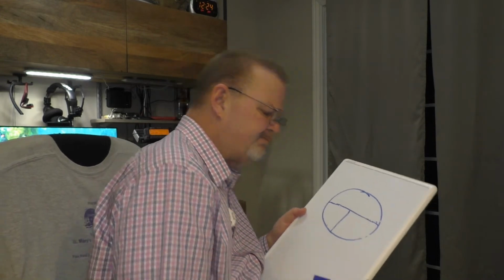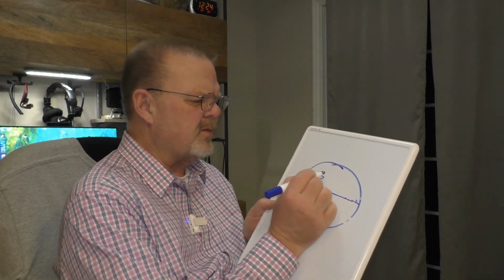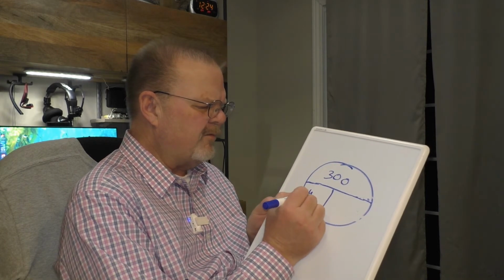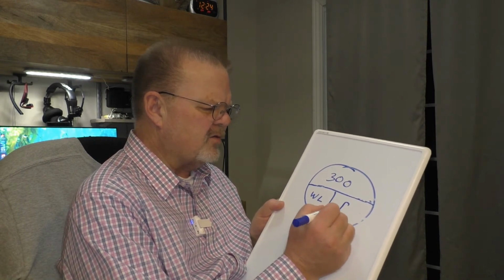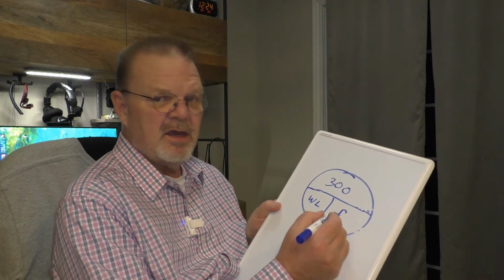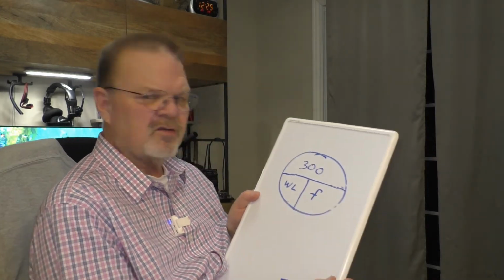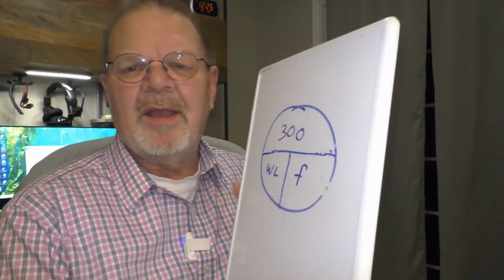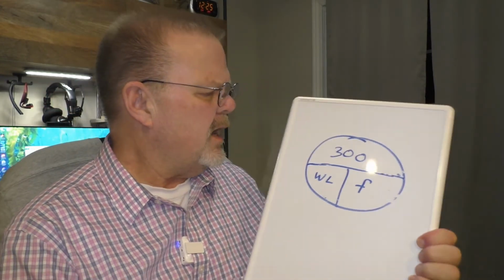wavelength versus frequency. And a lot of this one doesn't come out exactly right every time. But the question might be, first off, we'll put our 300 up here. We'll put our wavelength here and our frequency here. Remember, the frequency is in megahertz. So, now we got this. We're doing fine.